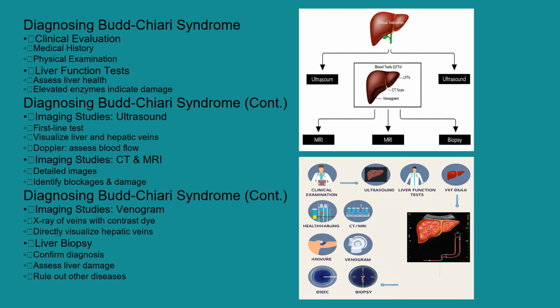Diagnosing Budd-Chiari syndrome requires a combination of clinical evaluation, imaging studies, and sometimes liver biopsy. The diagnostic process typically begins with a thorough medical history and physical examination to assess the patient's symptoms and risk factors. Liver function tests, a series of blood tests, are crucial in evaluating the liver's health. Elevated liver enzymes can indicate liver damage.